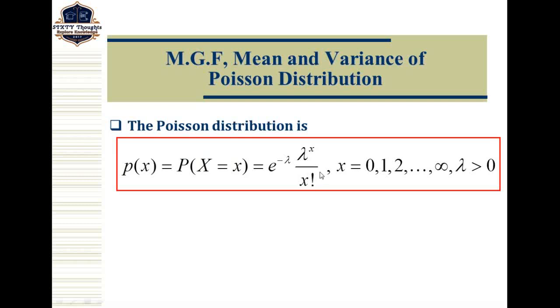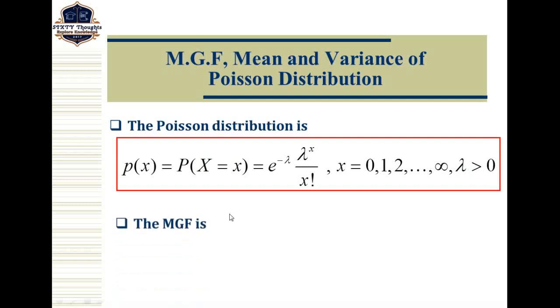Here x varies from 0 to infinity, which means x takes countably infinite values, and lambda is the Poisson distribution parameter. We consider the lambda value to be strictly greater than 0.